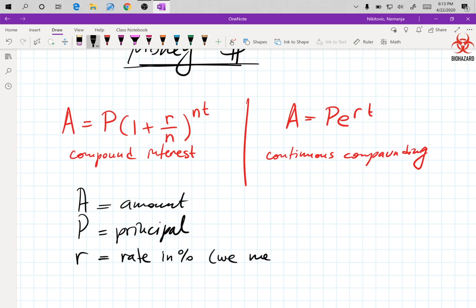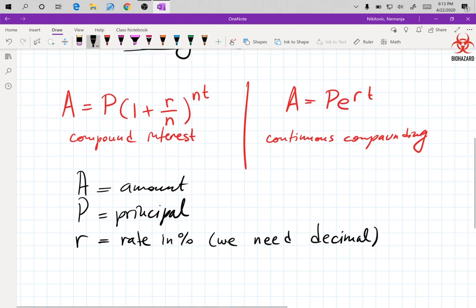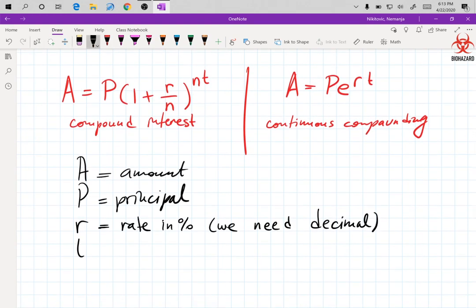We need a decimal. We also need T as time. That's usually years. And then N is the number of compounds per year.